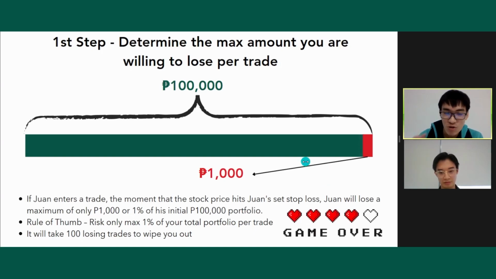So as a rule of thumb, you should only risk 1% of your total portfolio so that you have 100 lives. So if you risk 2%, that means you have 50 lives. Okay, so just think of it like that.